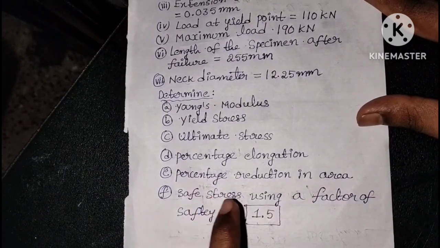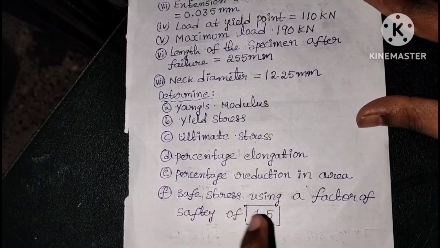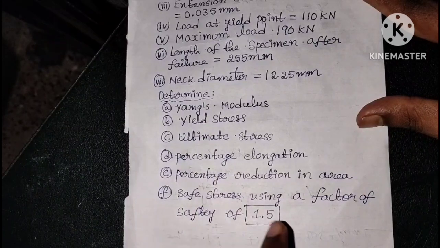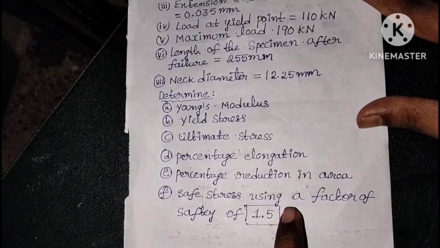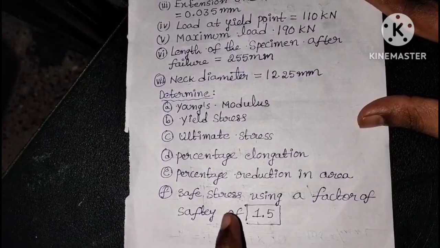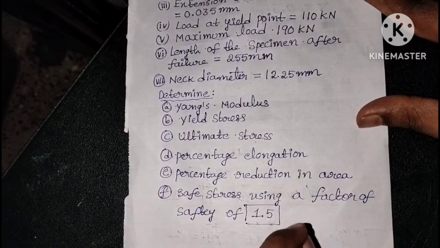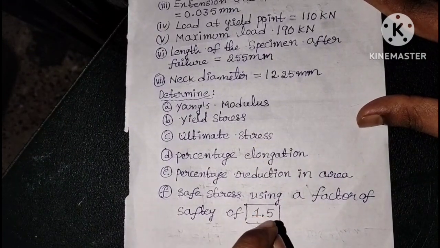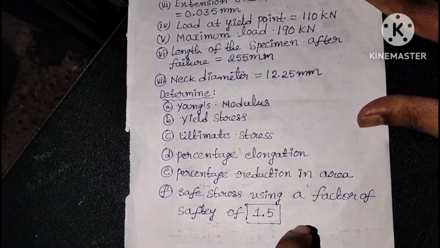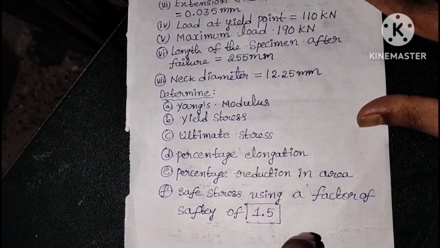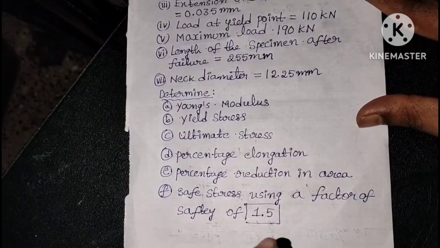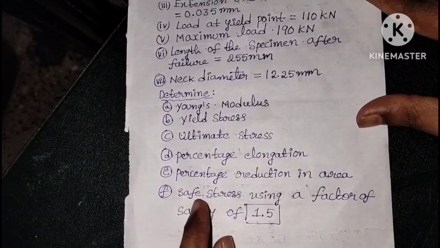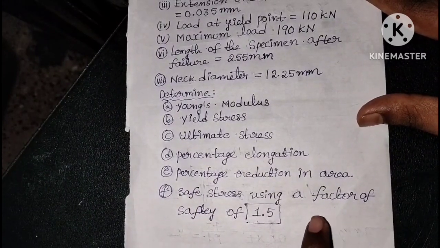Remember, safe stress is always calculated at the yield point, based on yield stress. Okay? So what is generally the yield point or yield stress? The stress at which the body starts to elongate plastically. Plastic deformation starts from the yield point. That is why, when we design, safe stress is calculated at the yield point stress.